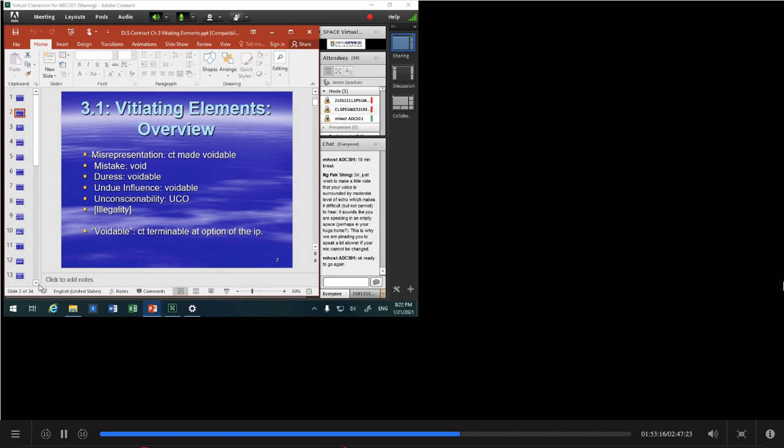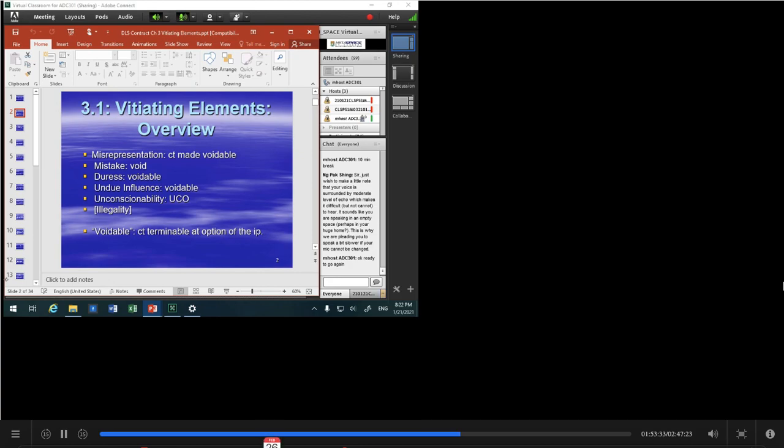And remember, duress is a doctrine at law. It's a common law doctrine. So go back here. Where is it? Here. And make sure you know the elements of economic duress.